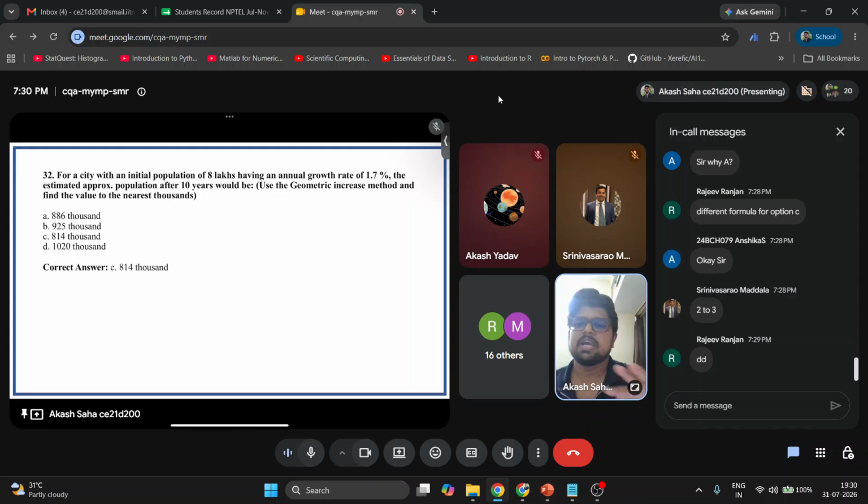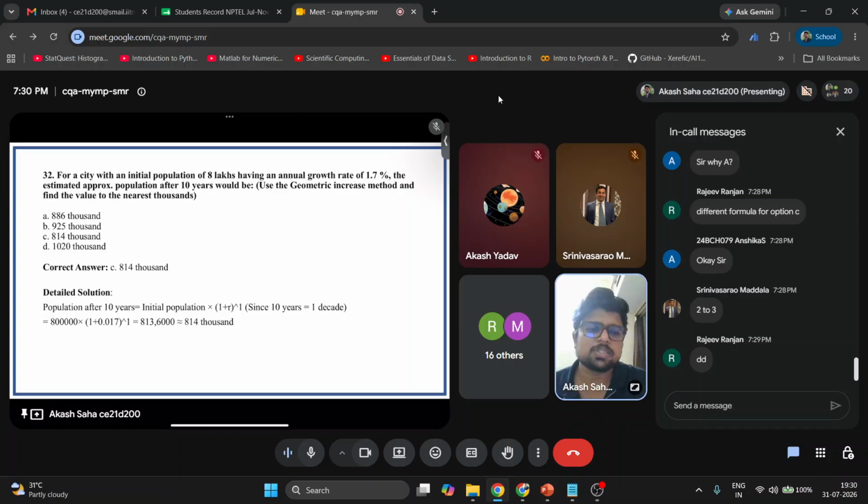814,000. Here, instead of lakhs, all the answers are given in thousands, so you have to convert everything into thousands. Simple formula: initial population into 1 plus r to the power 1, because 10 years is 1 decade. Your answer will be 813,600,000, so in thousands, it will be approximately 814,000.